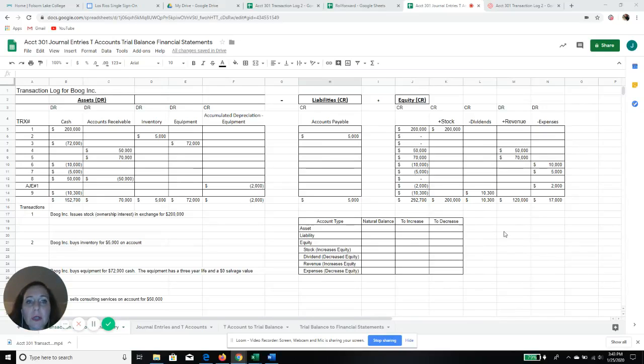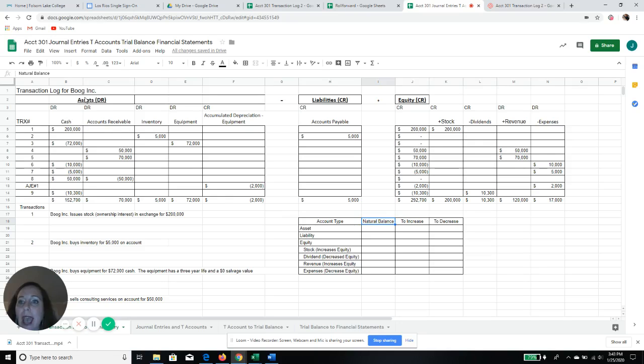Okay, we finished putting our transactions in the transaction log. The next step is to create our journal entries. The journal entries will allow us to record the increases and decreases in each account into our accounting records. But before we do that, we need to understand how we record an increase or a decrease in each account. So to do that, we need to look at first the natural balance.